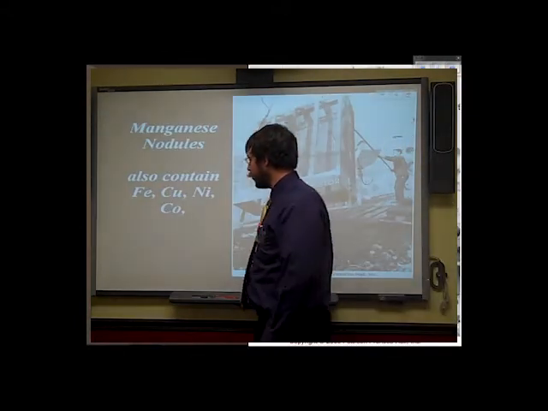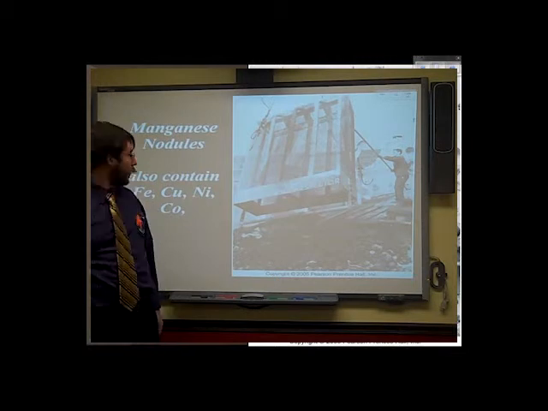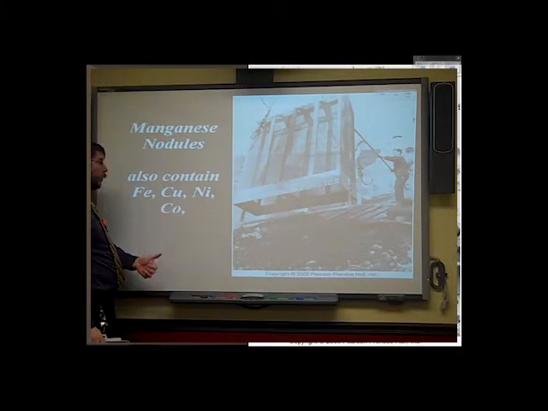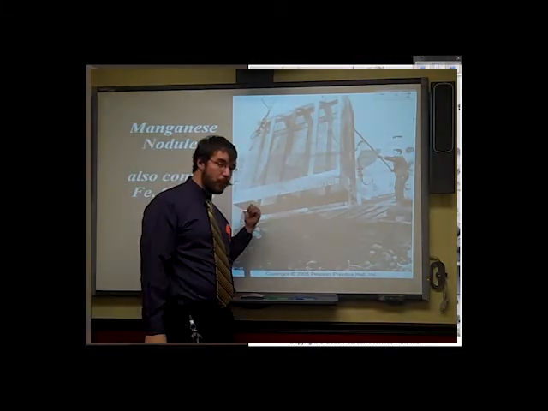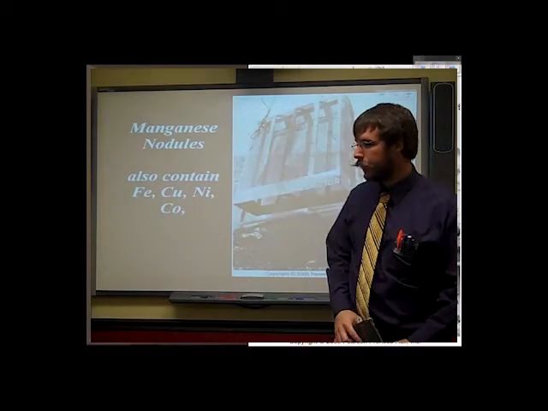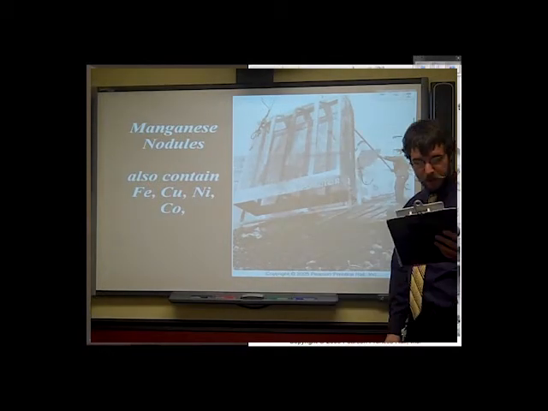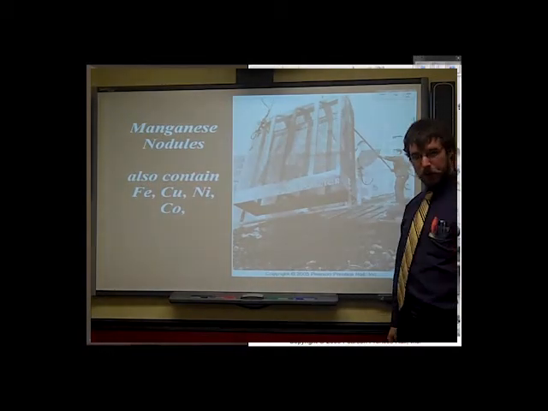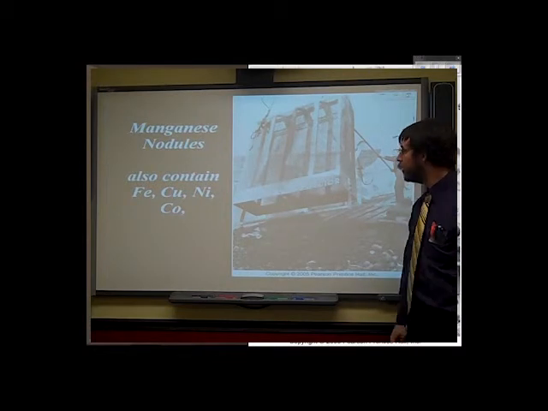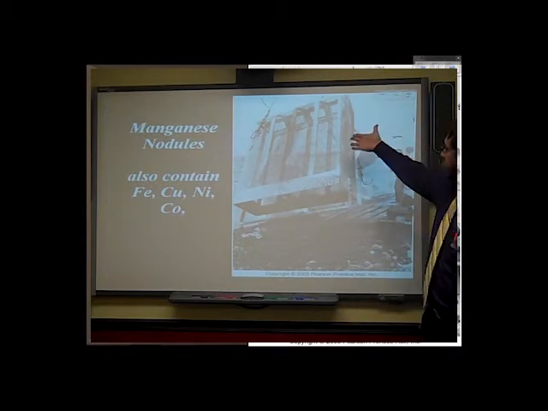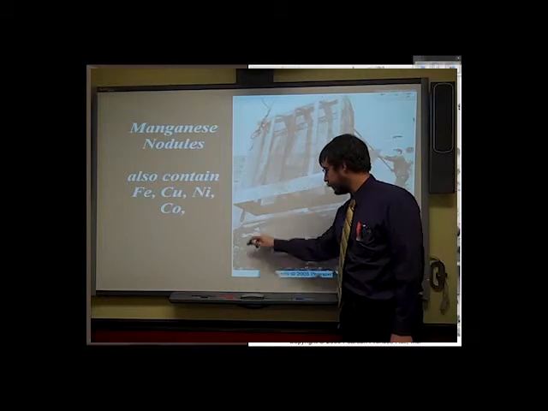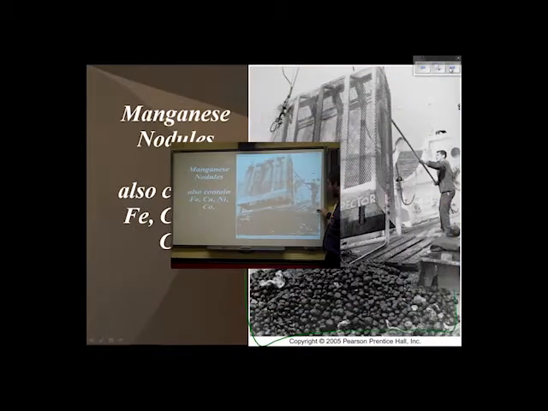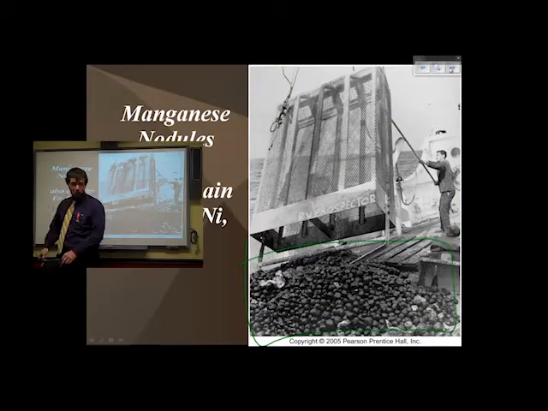So here's a nice picture. Some of the other metals that you were asking about would be copper, nickel, and cobalt. Cobalt, super rare. Very expensive, very valuable in industrial applications, especially nuclear ones. Here's a guy with a big old cage, and you see all these things down here. I'll bet you can guess what they are, but I'm gonna tell you anyway. They're manganese nodules.